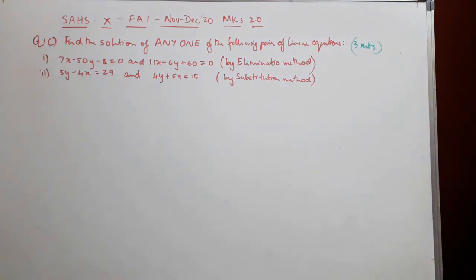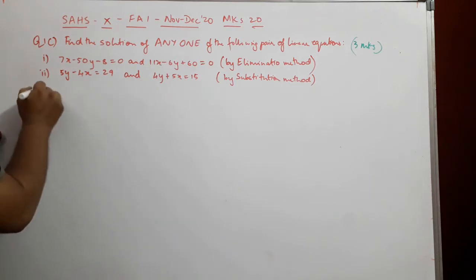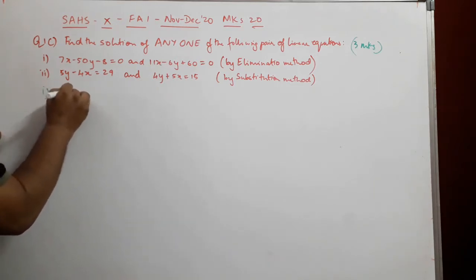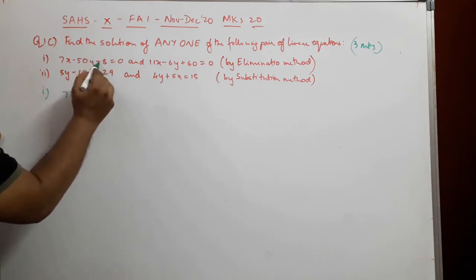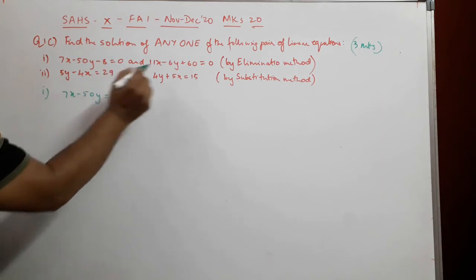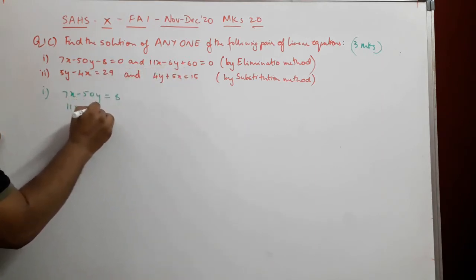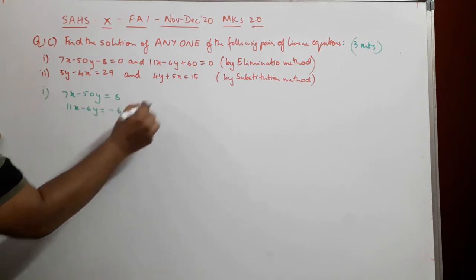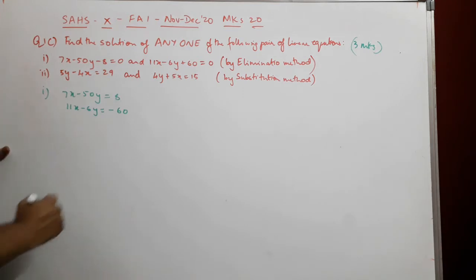However, we will be solving both of them. Let's begin with the first one, that is by elimination method. So 7x minus 50y, and I'll rearrange this. I'll put the minus side on the other side, so that will become positive 8. And I'll do the same with this one, that is 11x minus 6y equal to minus 60. So 60, when it goes on the other side of the equal to sign, it turns out to be negative.